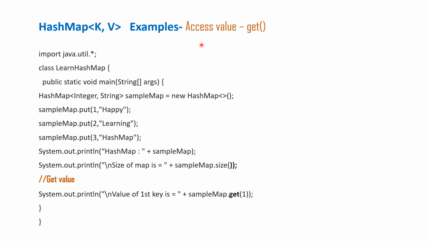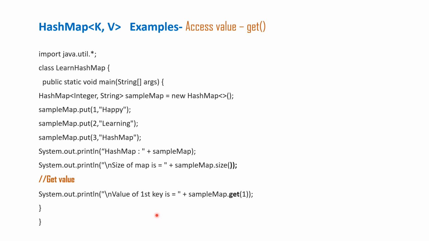Access value. So we know that using the key we can get the corresponding value of that particular key. So how to get it in the HashMap? It is providing the get method here. So let's see how we'll implement it in the code base. Taking the same example, importing, class, creating the HashMap, putting the three entries of data, printing out the data, getting the size of the map, and how to get the value.